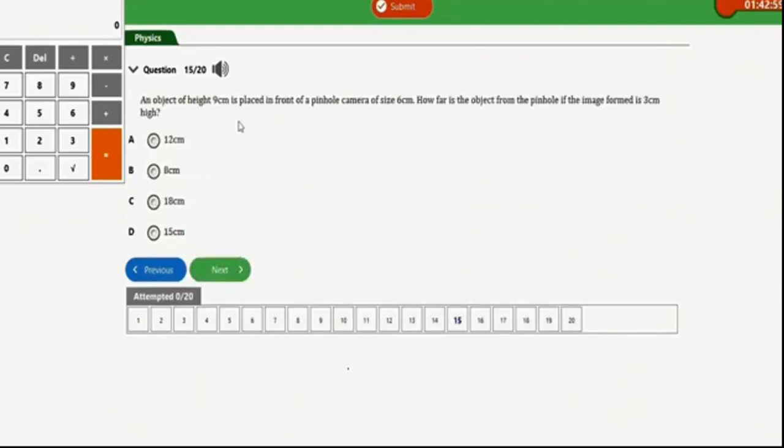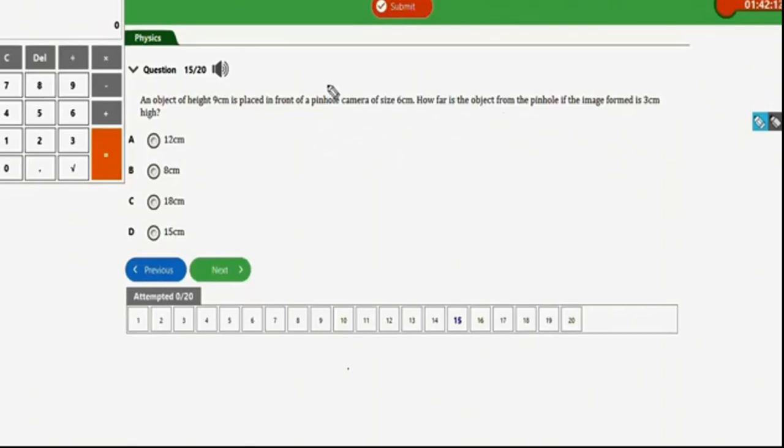An object of height 9 cm is placed in front of a pinhole camera of size 6 cm. How far is the object from the pinhole if the image formed is 3 cm high? Okay, so we're going to apply image distance over object distance equals image height over object height. In this question, we are looking for how far is the object. We are looking for the object distance basically.